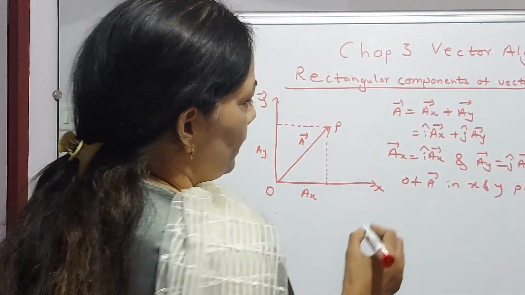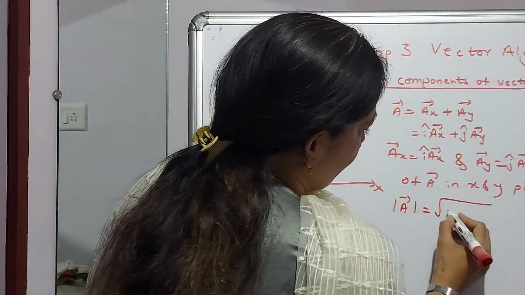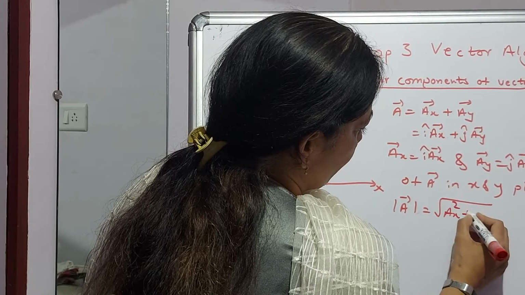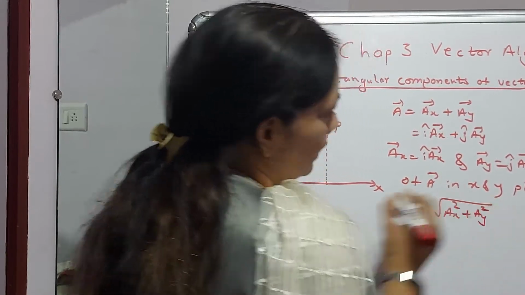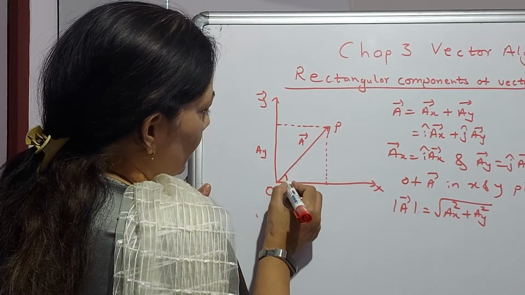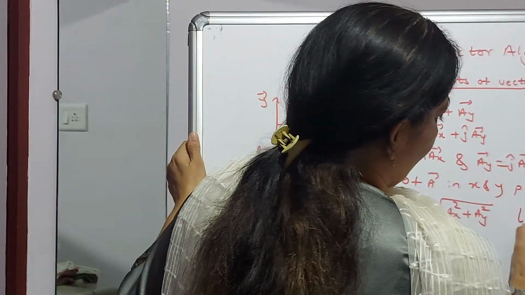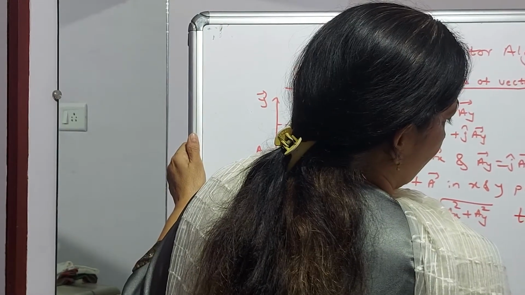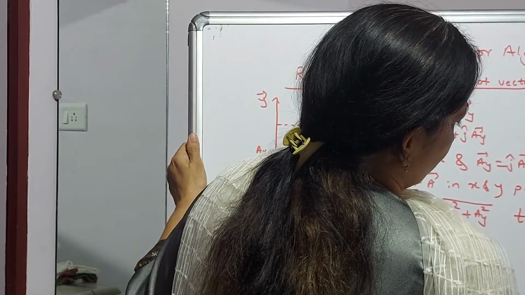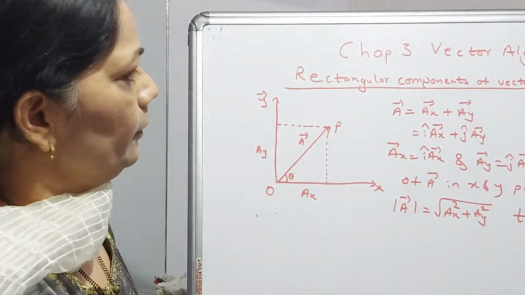Correct? So what is the magnitude over here now? I can say the magnitude will be the square root of AX square plus AY square. Correct? Suppose I say this angle is theta. Then I can mention that tan theta is equal to AY by AX. Clear? Correct?